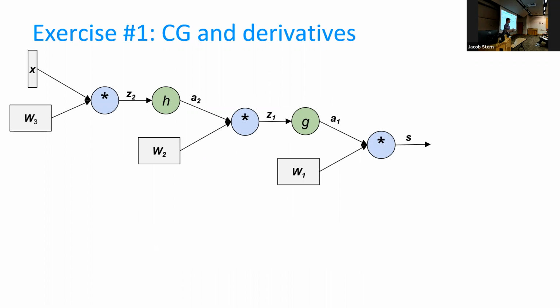So next up, notice that we've also labeled a couple of intermediate steps here. Intermediate outputs. We're calling the output of this operation Z2, the output of this operation A2, Z1, A1, and X. So the next step is to try to write down, using the chain rule, the gradient of S with respect to X.